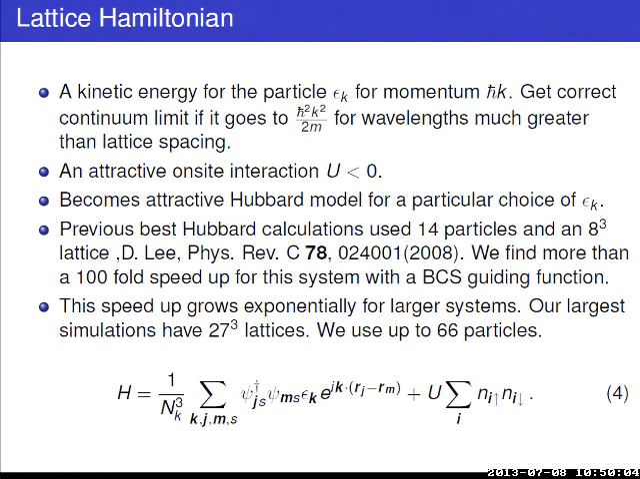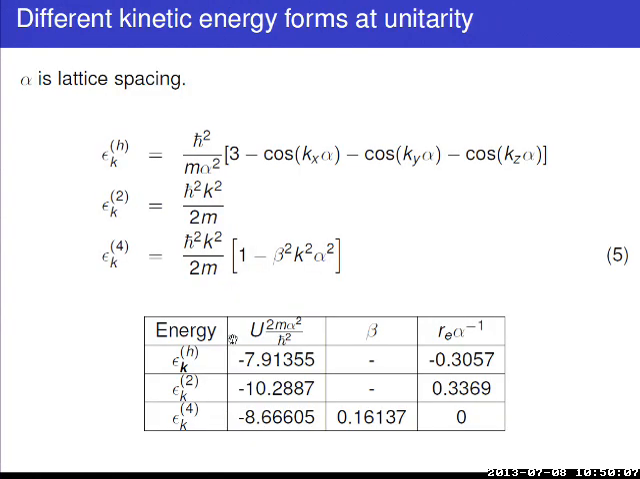Okay, so this is our Hamiltonian. And we use three kinetic energies. So this is the Hubbard, the nearest neighbor hopping. If you Fourier transform it, you get this. This was the standard h bar squared k squared over 2m, and we truncate this on our basis, so it stops at whatever the maximum k vectors we picked. And then we added this k to the fourth term onto this, because if you look here, the Hubbard model, in order to get unitarity, the attraction has this value.